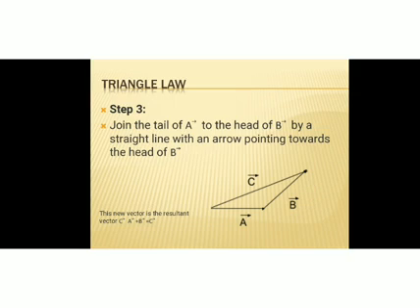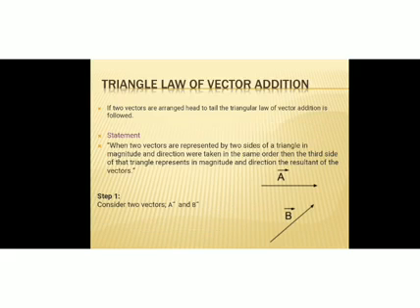We can apply this triangle law of vector addition only if the head of one vector is joined to the tail of another vector. Now we can just come back to our statement. Whenever two vectors are represented by two sides of a triangle in magnitude and direction taken in the same order, then the third side of that triangle in magnitude and direction represents the resultant of the vectors, and that third side should be taken in the reverse order.